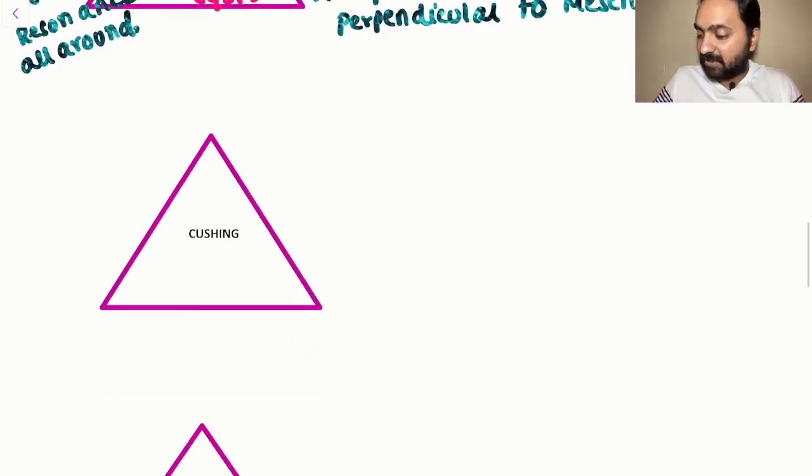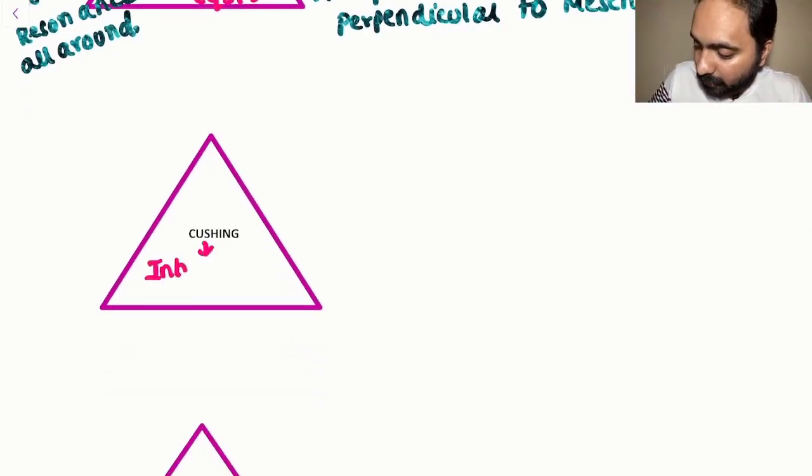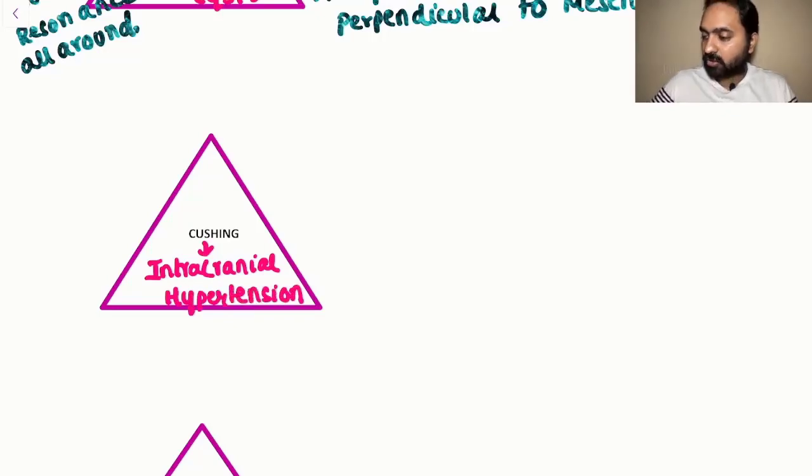mistake, seen in intracranial hypertension. It has been asked repeatedly. You will find this commonly in your head trauma questions. So what are your components of your Cushing's triad?